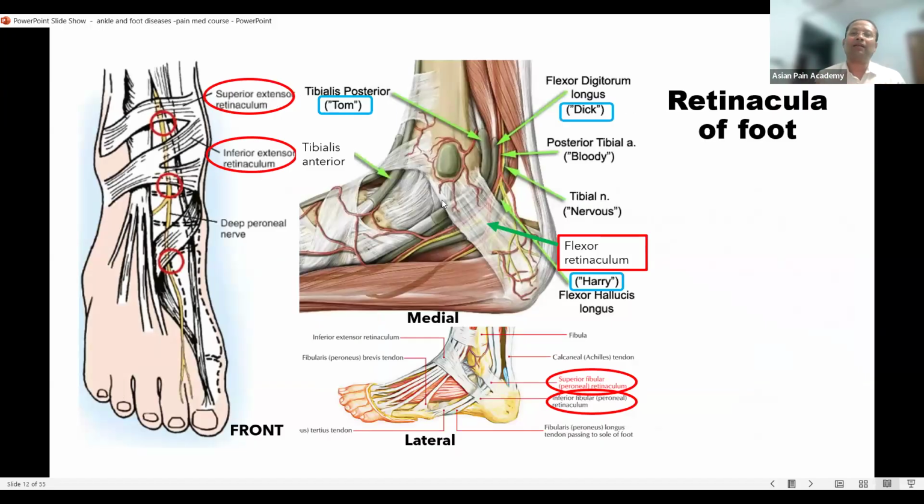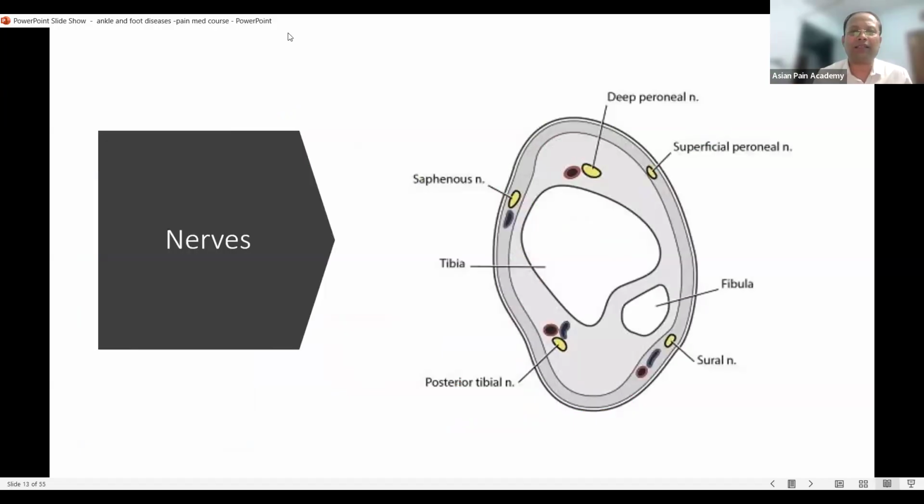Okay, there is some other thing, that is the retinaculum of the foot. These retinacula of the foot can also cause entrapment neuropathy of these nerves. Entrapment neuropathy of the anterior tibial nerve can be caused by the superior extensor retinaculum, a tight extensor retinaculum. So this is the extensor retinaculum.